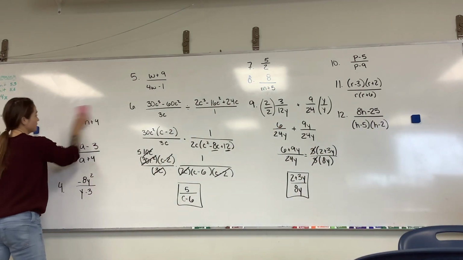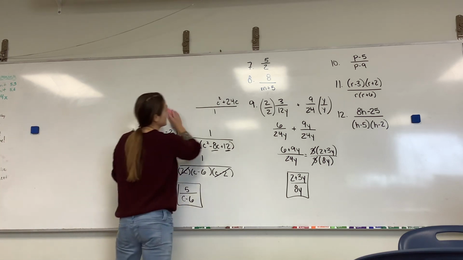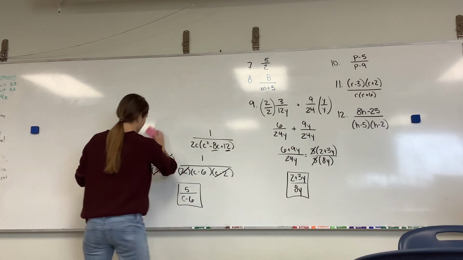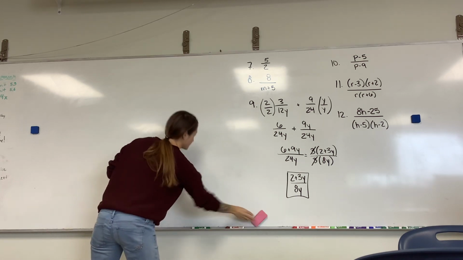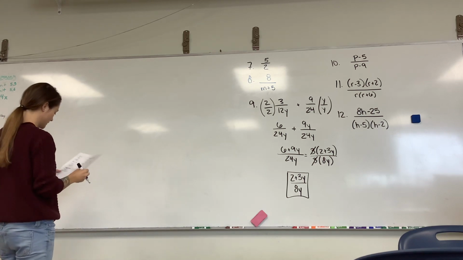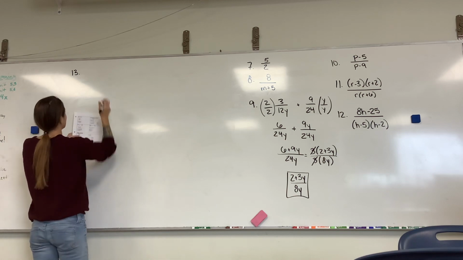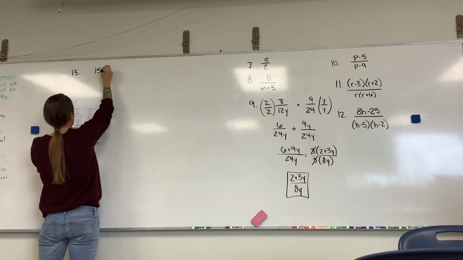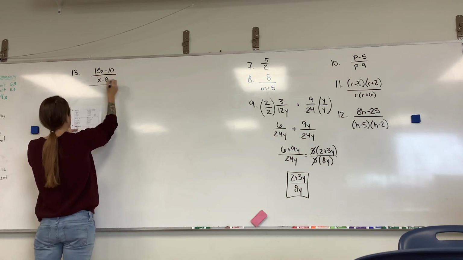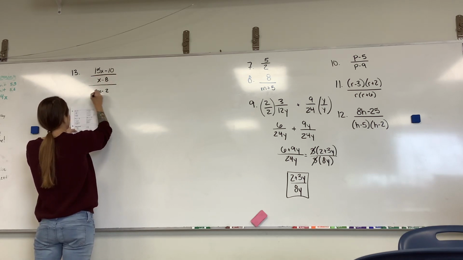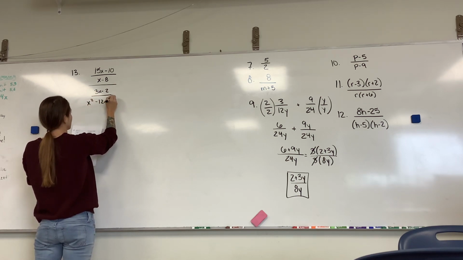Let's wrap up this review with a few complex fractions, and we will call it good. So for 13, we get 15x minus 10 all over x minus 8, all over 3x minus 2 all over x squared minus 12x plus 32.